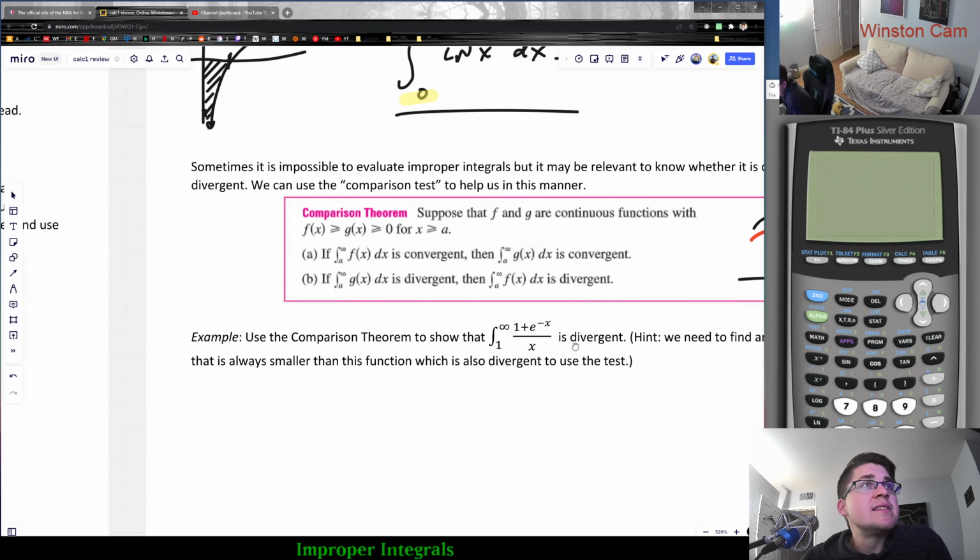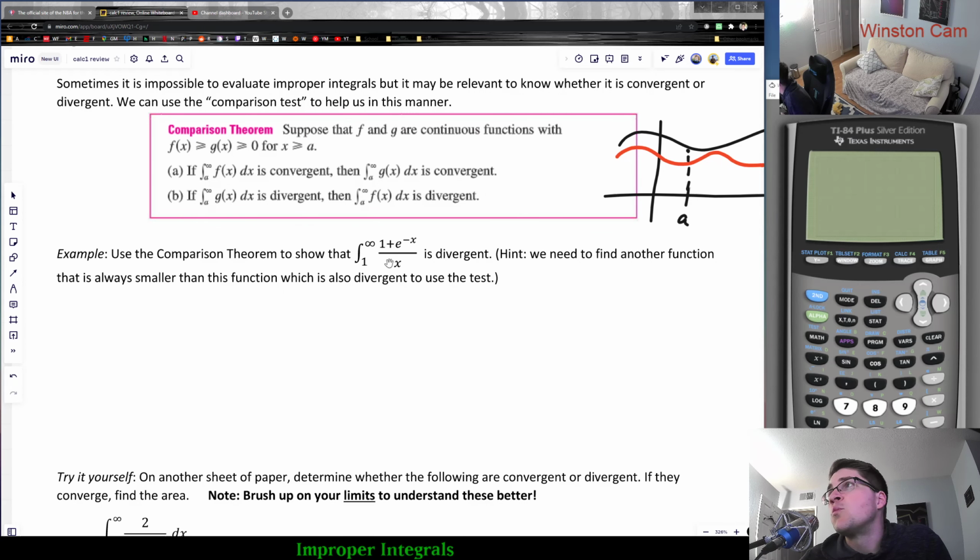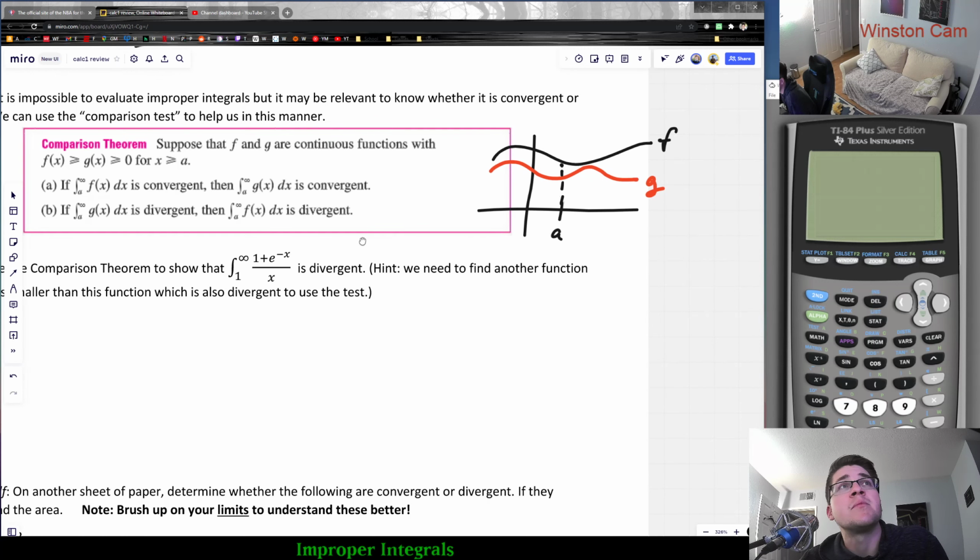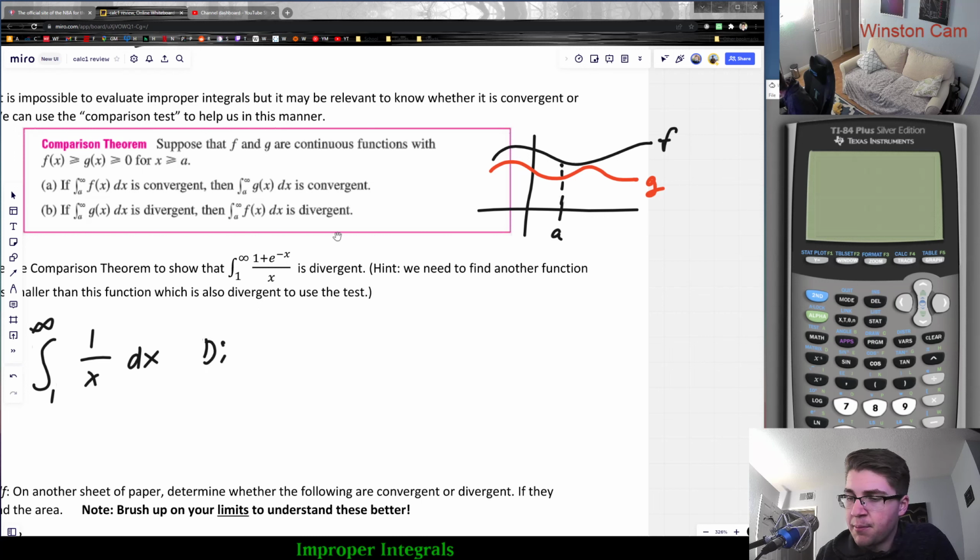So our example says, use the comparison theorem to show the integral from 1 to infinity of (1 plus e to the minus x) over x is divergent. And in order to do this, if we're trying to use the divergence clause of it, basically if I want to show this is divergent, I need to find a function which is smaller who is also divergent. So I'm kind of paying attention to clause number B. So if I can find a smaller function that diverges, I can show that this diverges. My first thought would be to go, what about 1 over x? Because this is a function we already know diverges as it approaches infinity.